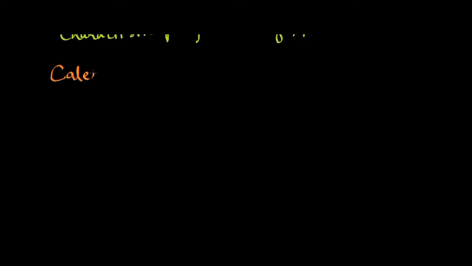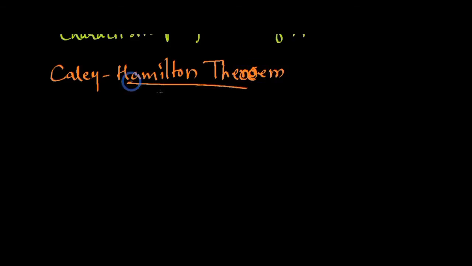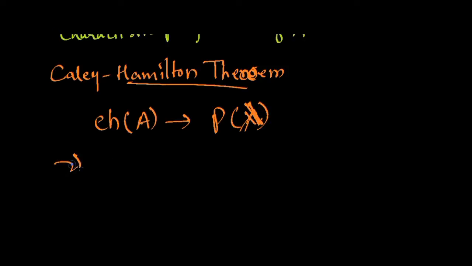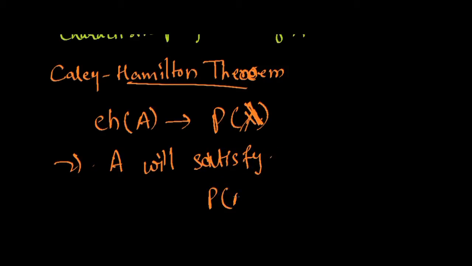Cayley Hamilton theorem. This theorem says that if the characteristic polynomial of matrix A is P of lambda, then this matrix A will satisfy P of A equals 0.